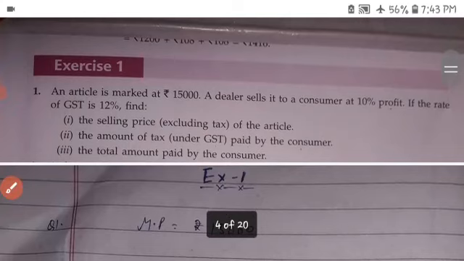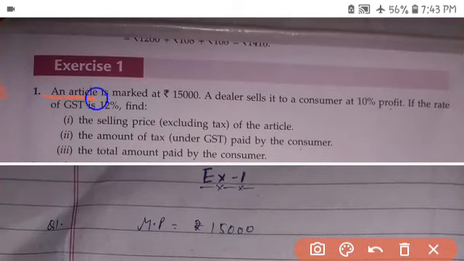Now let us start an exercise. Question 1. An article is marked at rupees 15,000. A dealer sells it to a consumer at 10% profit, and the rate of GST is 12%. Find the selling price excluding tax of the article, the amount of tax under GST paid by the consumer, and the total amount paid by the consumer.